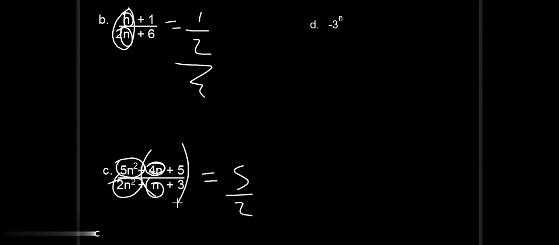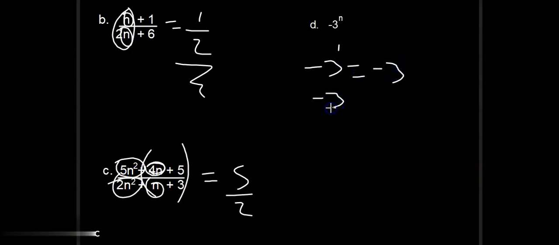So when it comes to D, we have to check by substituting some numbers, since we don't have any rational form. So for that reason, I have to check. When I check this, I'm going to take n equals 1. When you take 1, you're going to get negative 3 itself.